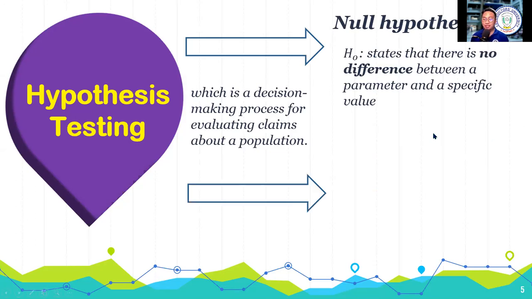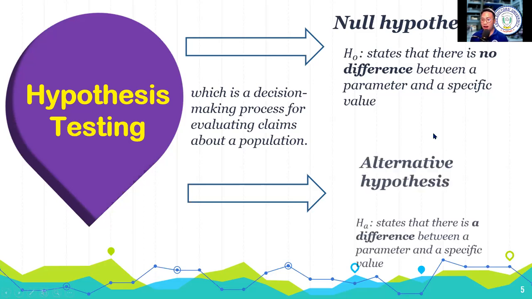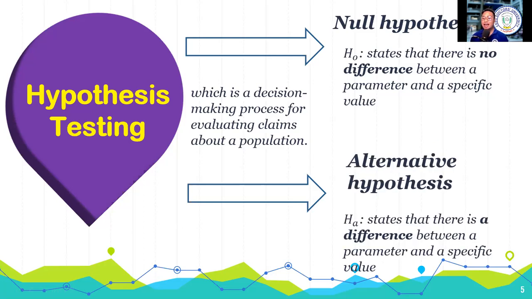The alternative hypothesis is the opposite of the null hypothesis. It says that there is a difference between the parameter and a specific value. I'm gonna give you 1 minute, guys, to focus yourselves and bold your phrases, no difference, and there is a difference. I'm gonna give you 1 minute to focus yourselves on null hypothesis and alternative hypothesis, because the next slide will be asking us how to state the null hypothesis and the alternative hypothesis, okay? Your 1 minute starts now.